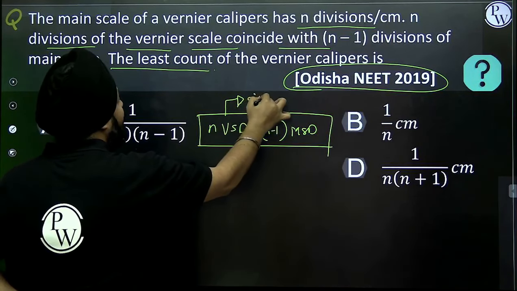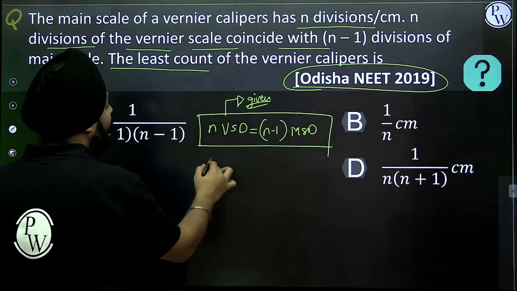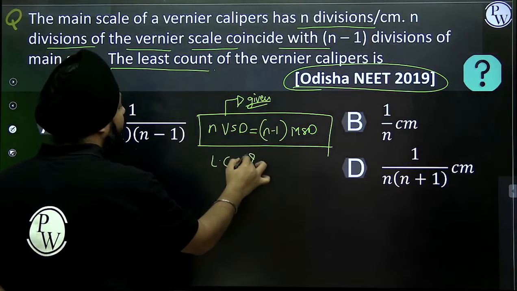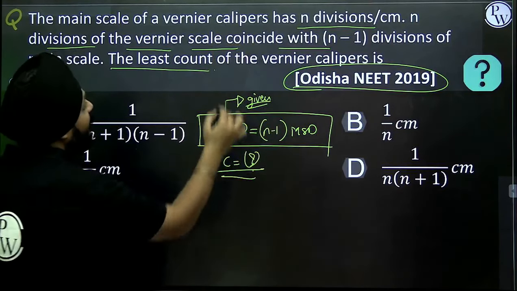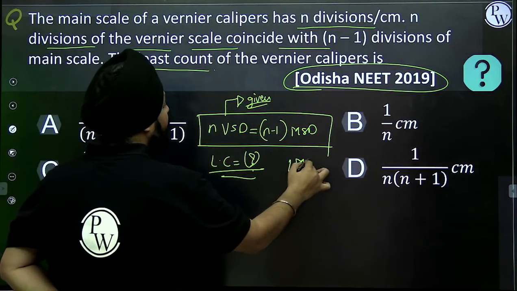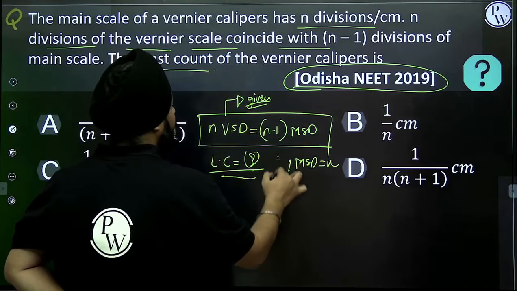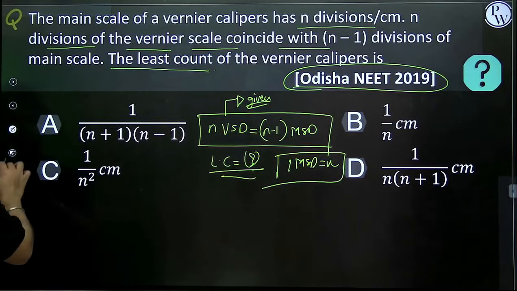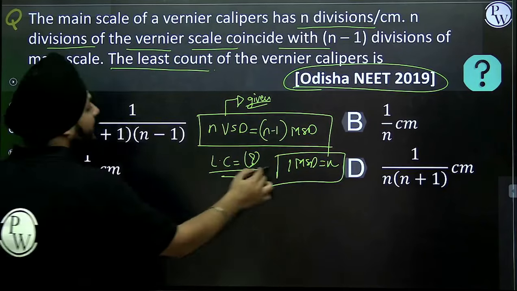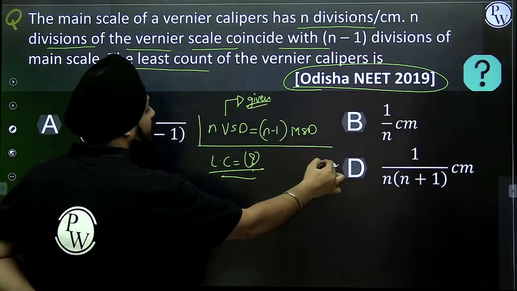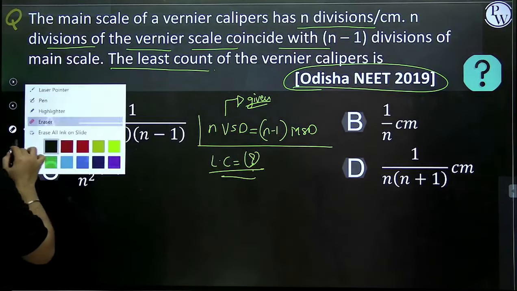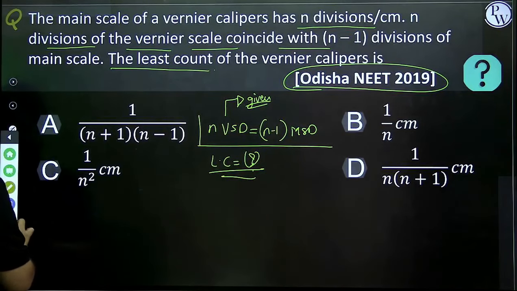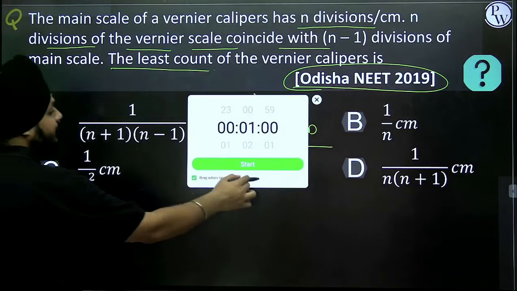So this data is given. Now what we need to calculate is the least count, and 1 MSD is of n divisions per centimeter. n divisions per centimeter is given. Okay, no worries. Let's give you all a minute to solve this, and then we are going to see the solution.